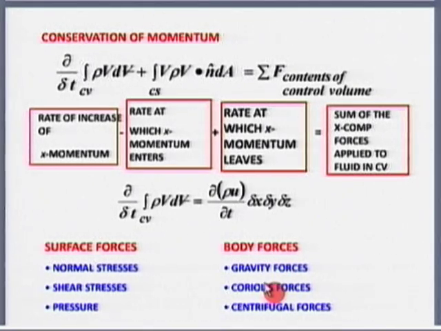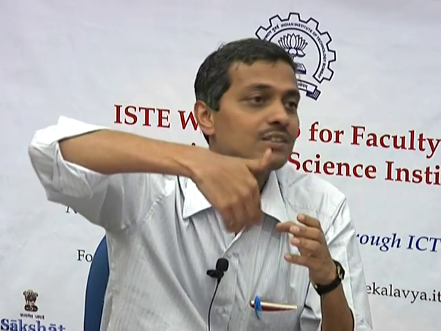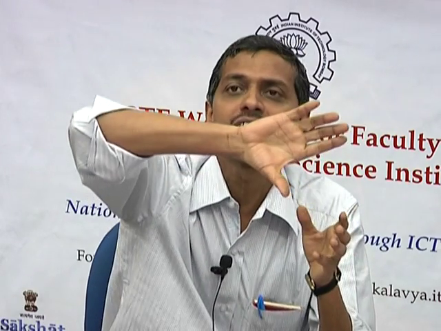Gravity force I think all of us can understand easily, and centrifugal force also we can understand. Whenever there is rotation, or whenever we are going across a bend, there is going to be centrifugal force. Even when there is a flow in a 90 degree bend, it is going to experience centrifugal force. Then what is this Coriolis force?